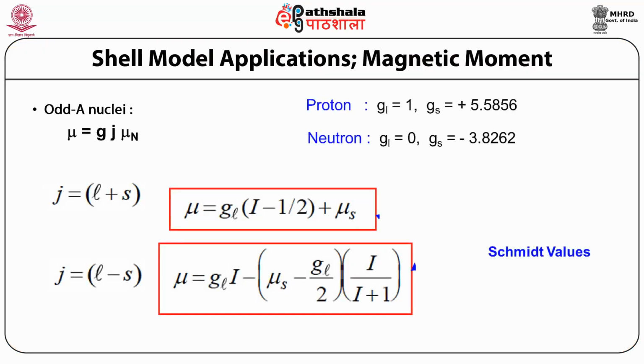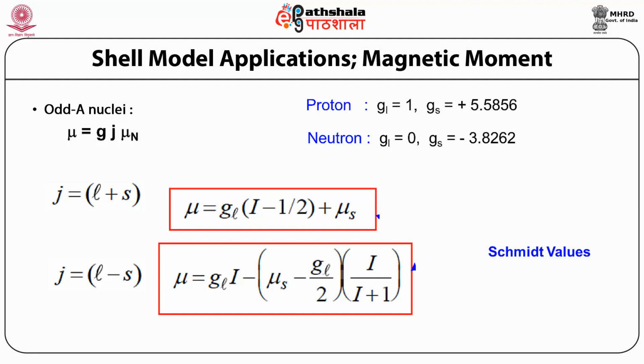Shell model applications, magnetic moment. Now, in this slide, basically the application of the shell model is discussed in determining the ground state magnetic moment of nuclei. For odd nuclei, the magnetic moment is given by mu equal to g_J mu_N, where g is called the gyromagnetic ratio, J is the spin of the nucleus and mu_N the nuclear magneton.